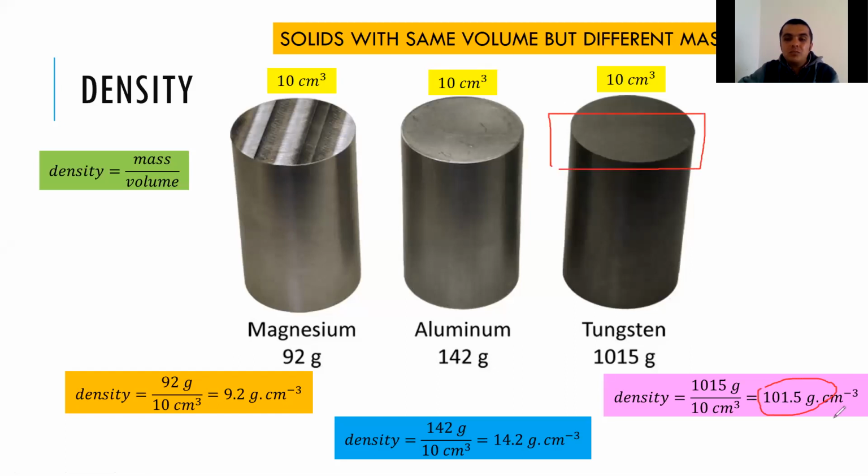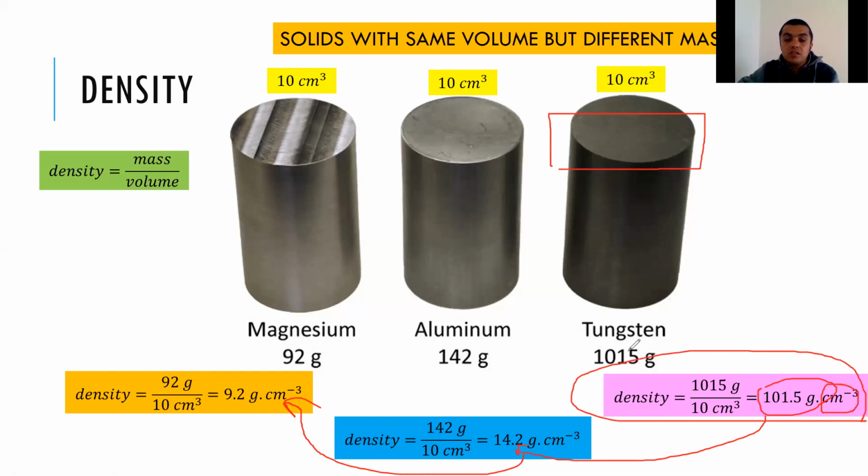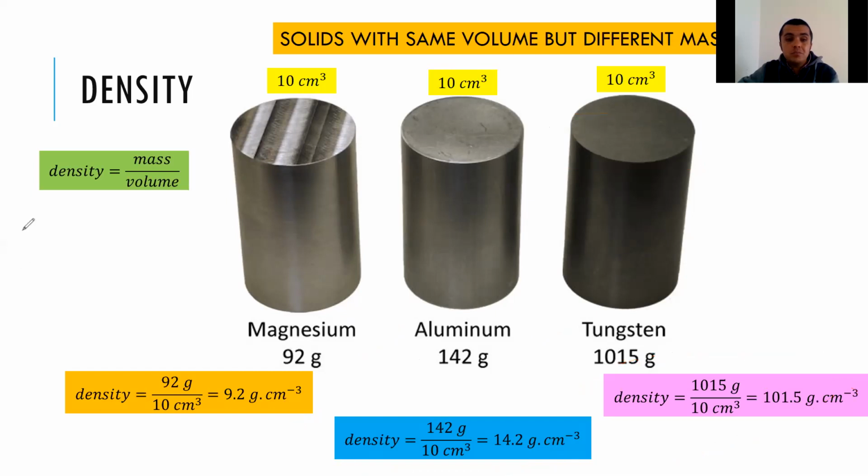this one tells me, what will be the mass of a 1 centimeter cube piece from this sample? 101.5 grams. So which one has higher mass when you take a 1 centimeter cube piece from each? The one that has the highest mass. So that's what we call tungsten has higher density than aluminum and magnesium. And that's how we can calculate the density of solids by using the simple formula.